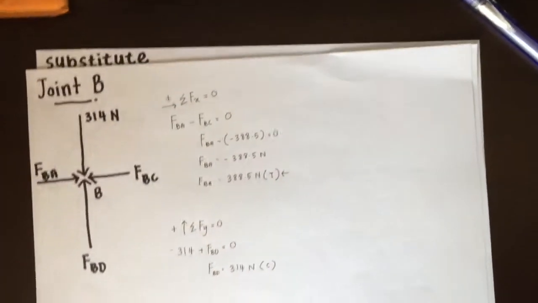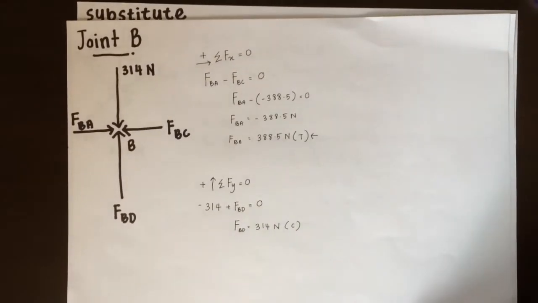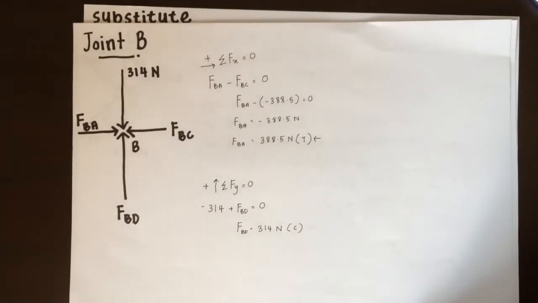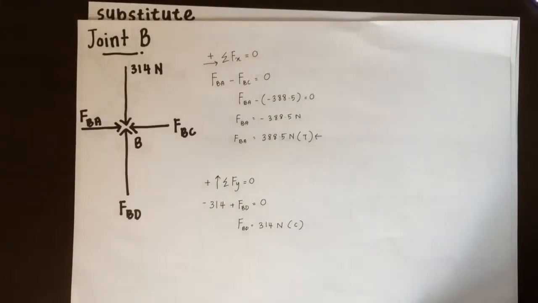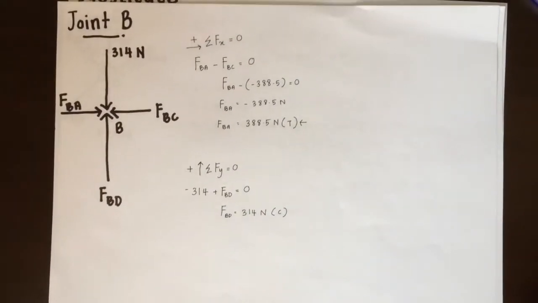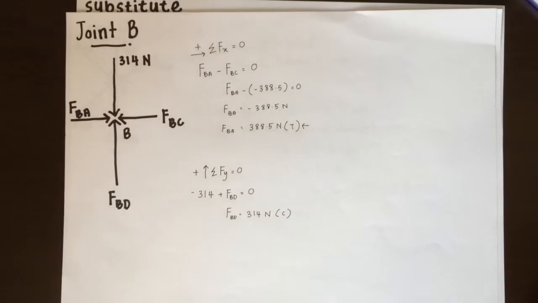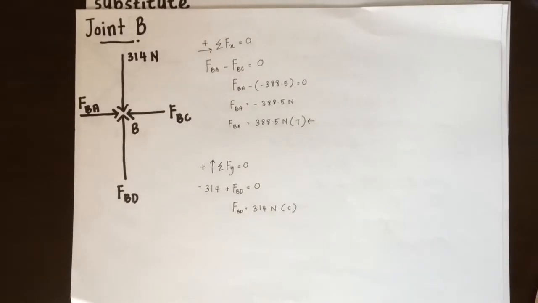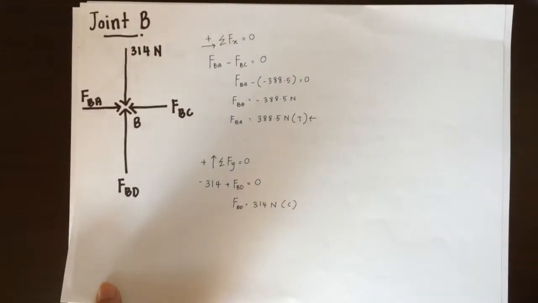For joint B, we take 340 Newton as the force acting on point B, FBA, FBD, and FBC. Do the summation of Fx equals to 0 and substitute the value of FBC, which is negative 388.5, and we will get FBA equals to 388.5 Newton tension because the value of FBA is negative. The arrow is pointing out of the point B. And for the summation of Fy equals to 0, we take negative 340 plus FBD and we will get FBD equal to 340 Newton compression.